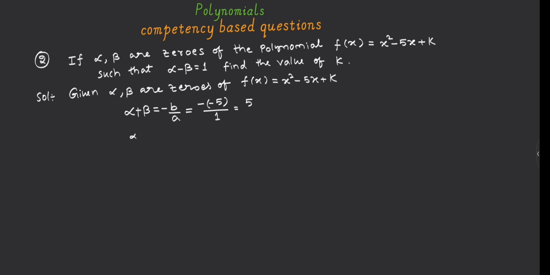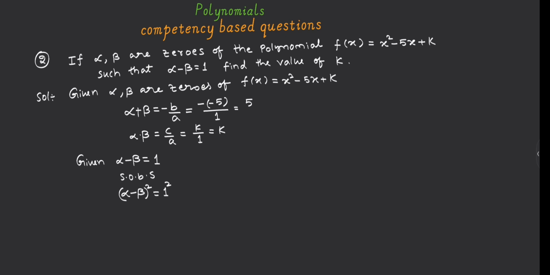Similarly, find alpha into beta. Alpha into beta is equal to c by a. In this problem, c is k. So k by 1, that is k. Now, it is also given that alpha minus beta is equal to 1. Then do squaring on both the sides. Then we get alpha minus beta whole square is equal to 1 square.